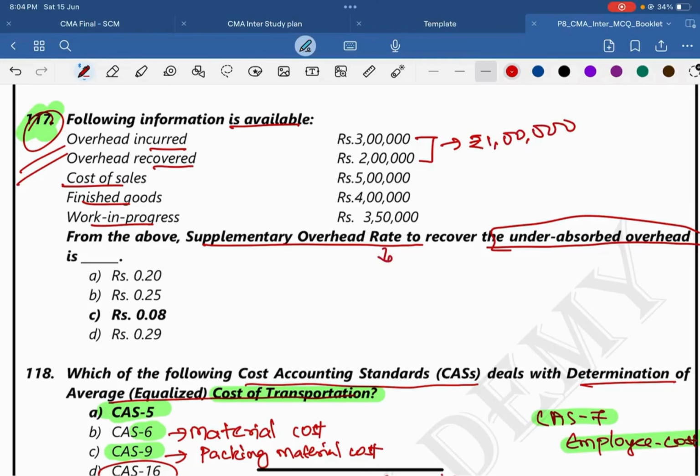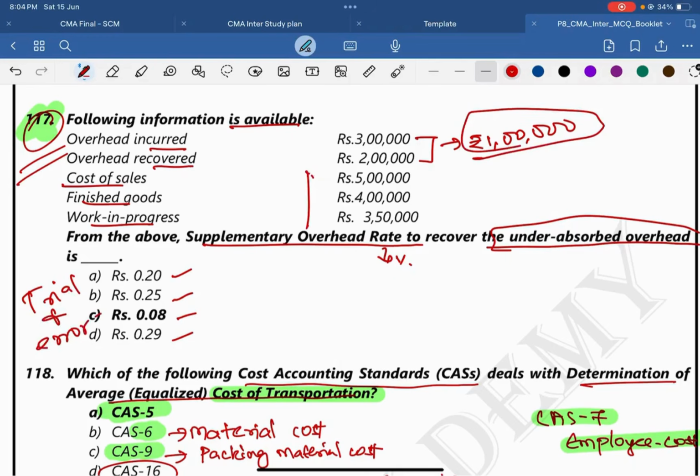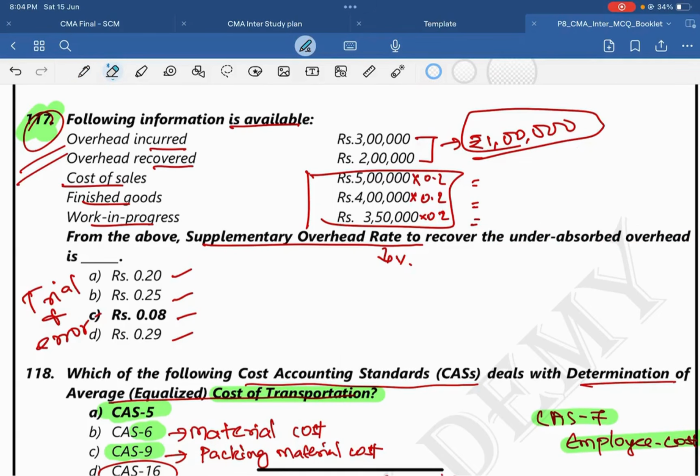The rate is nothing but a percentage. So they have given 20, 25, 0.8. For this we will go with the trial and error method without any formula. We will easily find out. I need this 1 lakh from these three values. How can I get it? First option 0.2: if I put it and then add the values, if I get 1 lakh, that's my answer. If not, that is not my answer. So I will try 0.8.